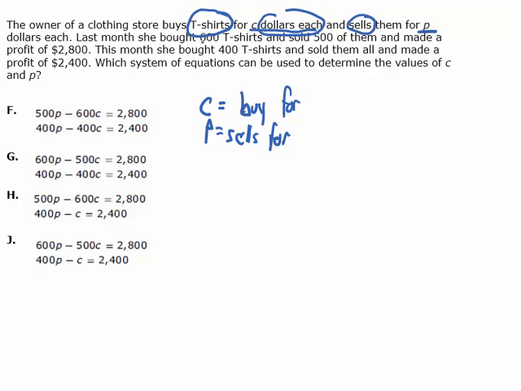Last month she bought 600 t-shirts and sold 500 of them and made a profit of $2,800. So the way profit works, profit is found by finding the amount of money you earn minus the amount of money you spend. So profit is equal to amount earned minus the amount spent.